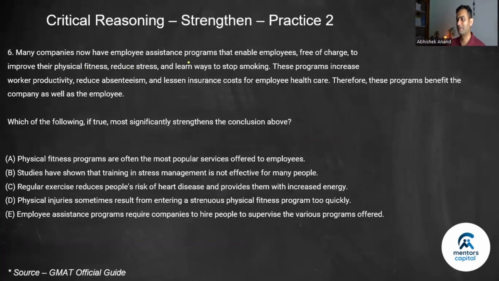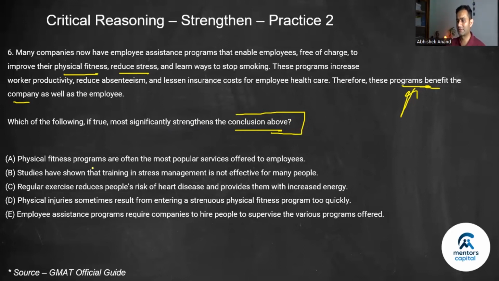6th. Many companies now have employee assistance programs that enable employees, free of charge, to improve their physical fitness, reduce stress, and learn ways to stop smoking. These programs increase workers' productivity, reduce absenteeism, and lessen insurance costs for employee health care. Therefore, these programs benefit the company as well as the employees. Which of the following strengthens? So you have to highlight the benefit of the program. You have to get more data which encourages the incorporation of this program.